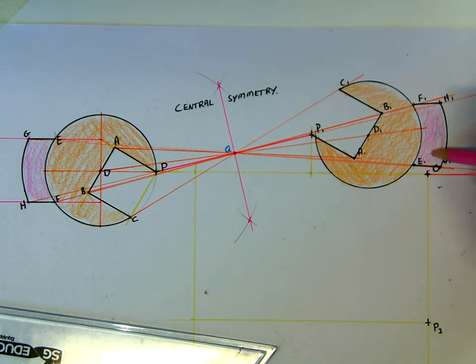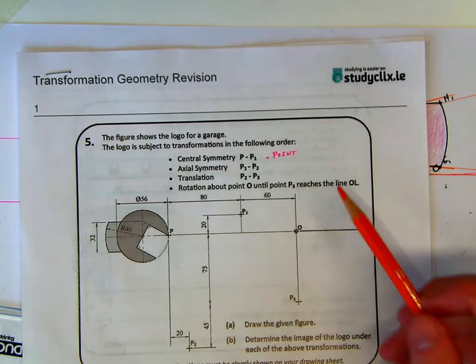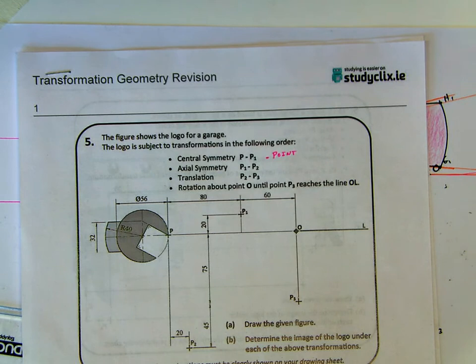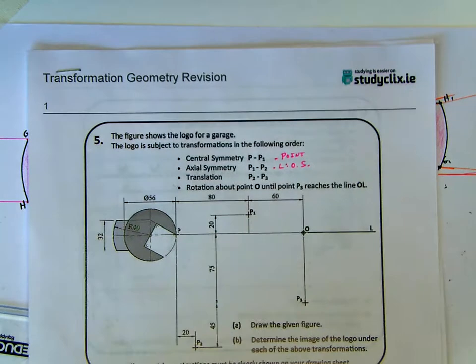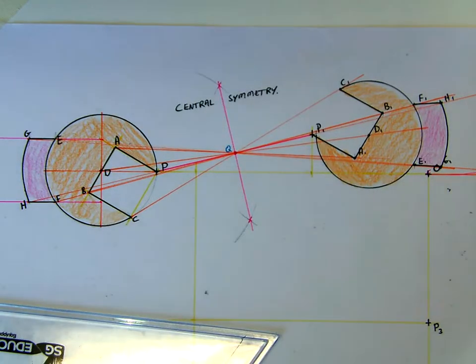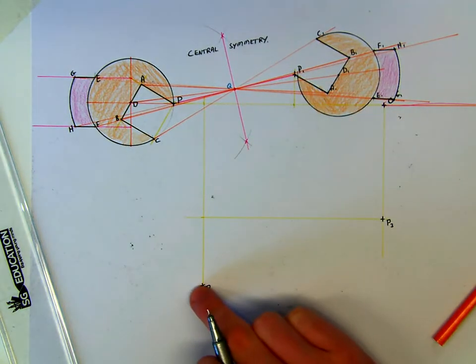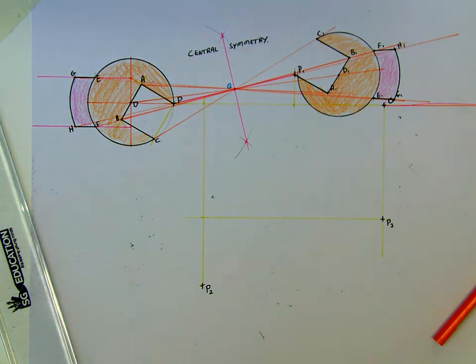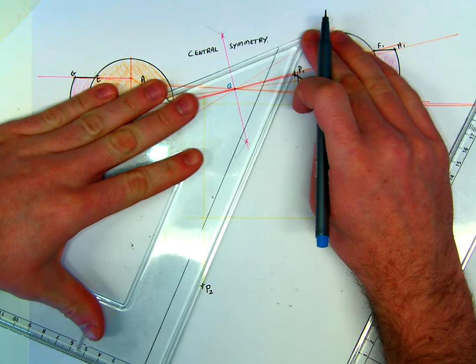So referring back to the question now, we need to move on from P1 to P2. And as we can see in the question, P1 to P2 is an axial symmetry. Now to do an axial symmetry, we need to have a line of symmetry. So we're going to start off by finding that line of symmetry. So, first of all, there is P1, and as we said, P2 is all the way down here. So to find a line of symmetry between those two, I need to join P1 to P2 for a start. So a line from P1 to P2.